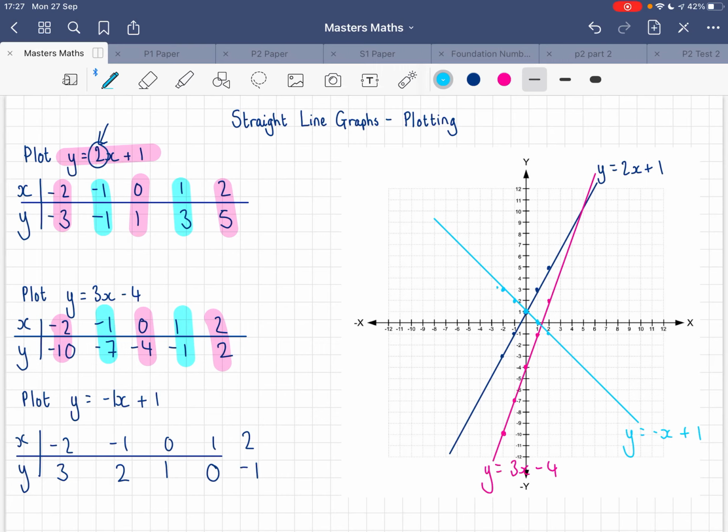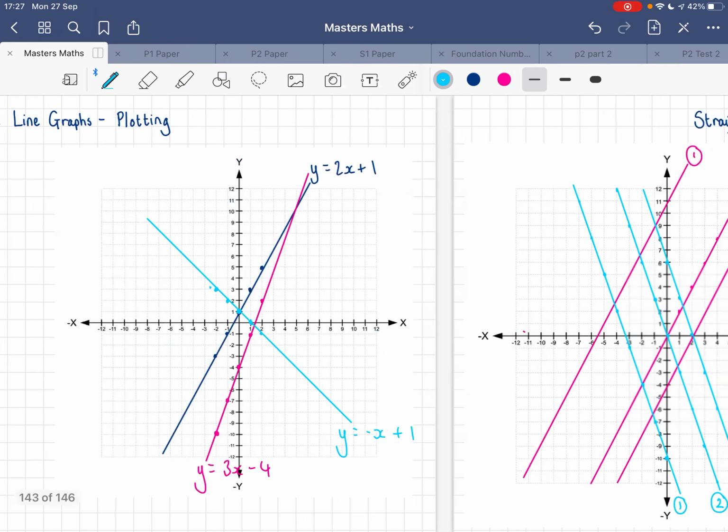You'd usually be given a table. If you're not, you can make your own table and put whatever numbers you want in for the x, and then use your equation to calculate the y. And then you plot the coordinates, join them up, extend the line out if you need to, and there you have it. You have a straight line graph. You've drawn one yourself.